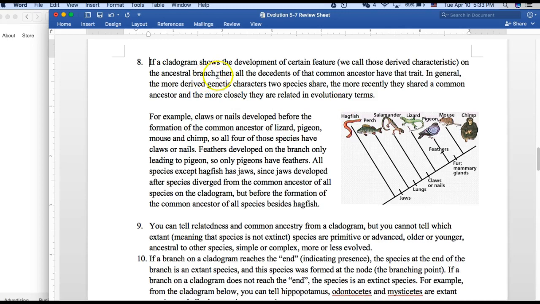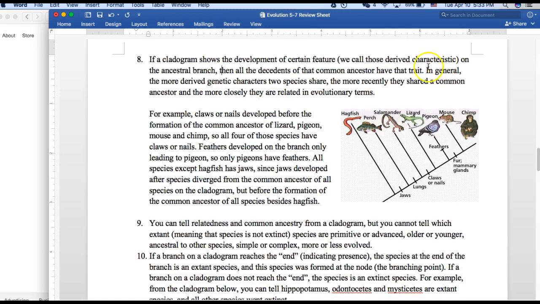The next one is, in general, the more derived characteristics two species share, the more recently they share a common ancestor and the more closely related they are in evolution. So for example, a chimp and a mouse look a lot more alike than a chimp and a lizard, and they share a lot of common characteristics. That means genetically and evolutionarily, they're more closely related to each other than chimp to lizard.